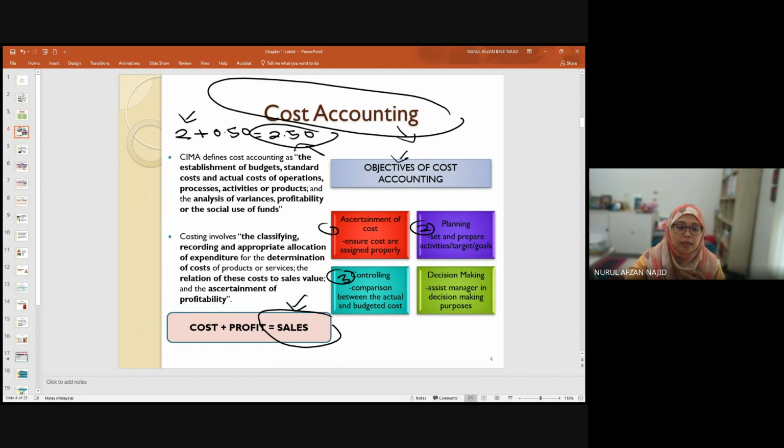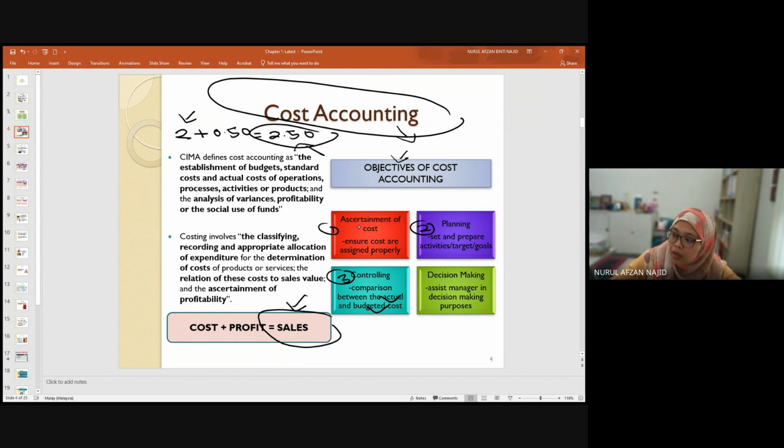Okay, that's why dia bagi tahu there is a comparison between the actual and budgeted. Meaning that cost accounting ni something yang kita buat estimation, kita baru budget. So nanti kita akan tengok over budget ataupun under budgeting. So kat situ kita boleh control lah untuk next production. So di situlah berlakunya the comparison between the actual and also the budgeted cost.